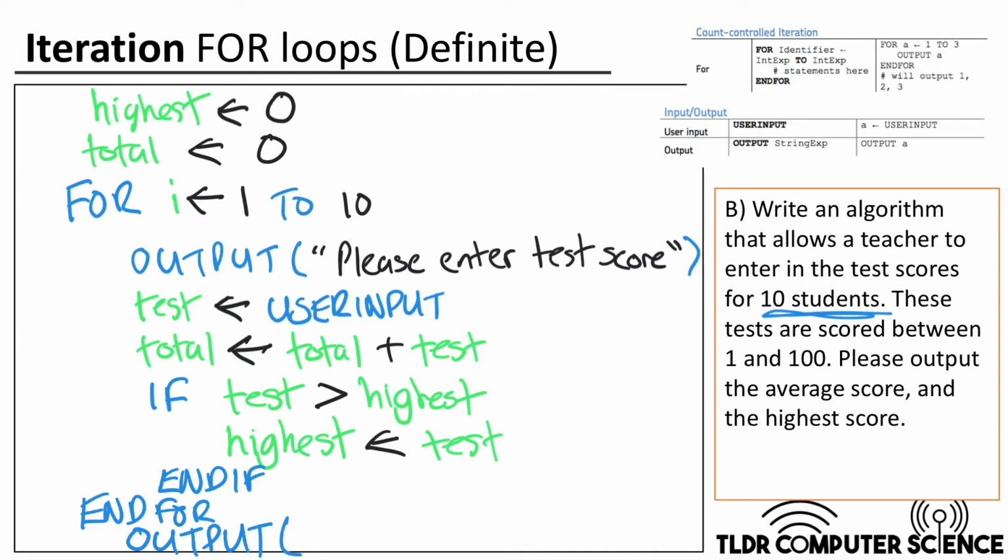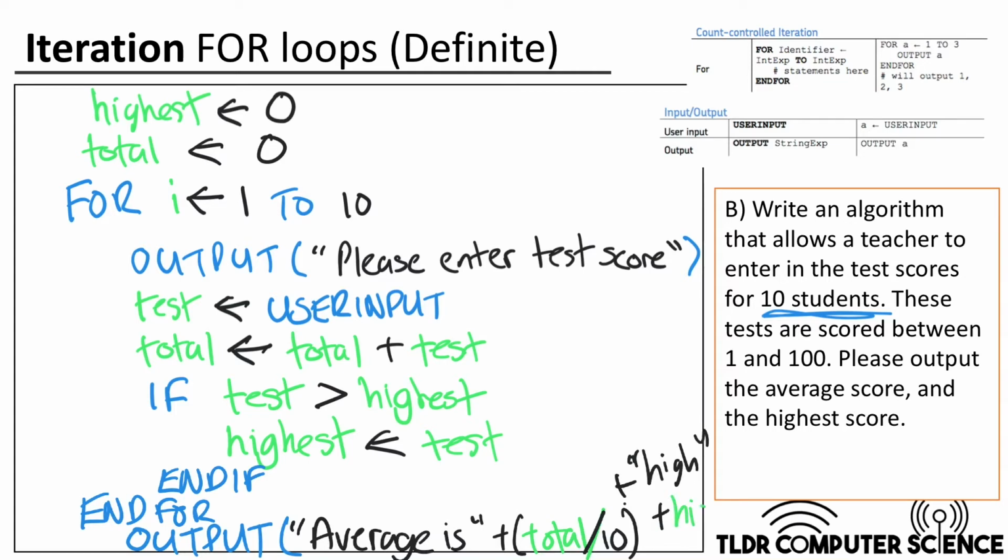The way I'll do that is I have a total of the complete score, so I would say average is, I'm going to round, total divided by 10. And we could also say, my apologies, I really ran out of space here, we'd say highest is highest.